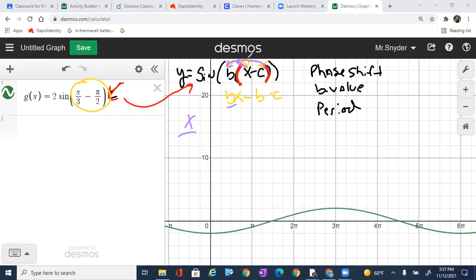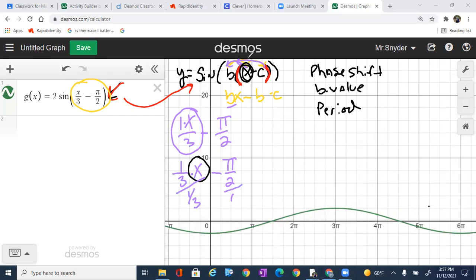We've got X over 3 minus pi over 2. The first thing I want to do is see what I am actually multiplying X by. If I look at it, I am multiplying X by 1, but I'm also dividing it by 3. So I'm multiplying 1/3 times X minus pi over 2. When I distribute that value out, I want to get X by itself. In order to do that, I have to get rid of that 1/3, which means I'm going to have to divide by 1/3.